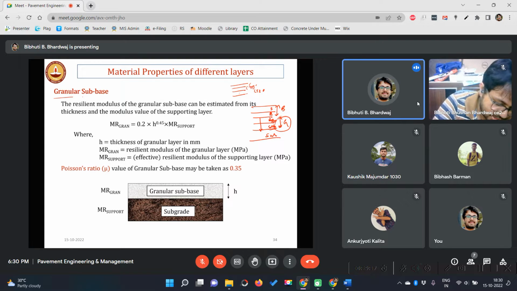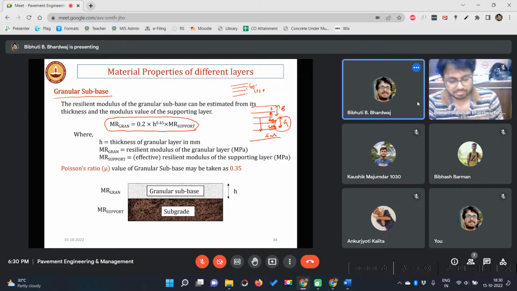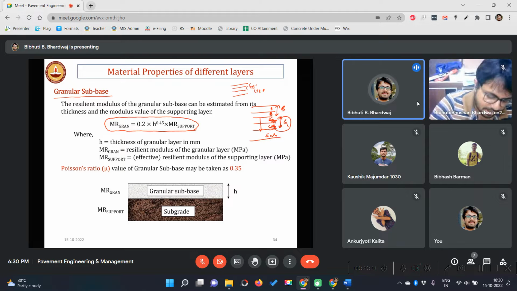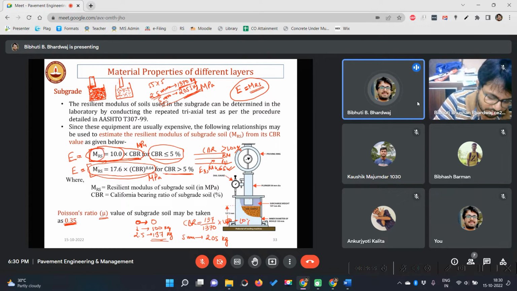First let's discuss this granular subbase. This granular subbase is calculated with this formula. You may write down this formula: modulus of resilience of the granular layer is 0.2 h to the power 0.45 times modulus of resilience of the support. Support means where it is rested. In this case it is rested on the subgrade. So this support is basically subgrade. And what is this modulus of resilience of subgrade? That you just found out, right? This value.